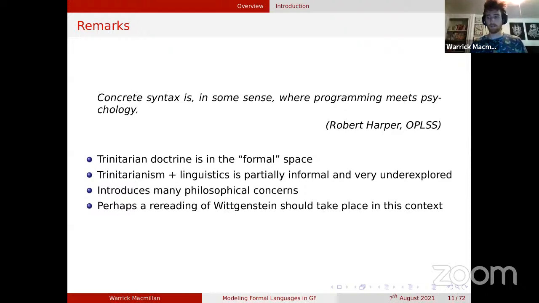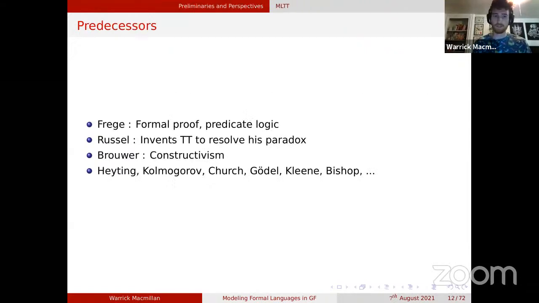And I just give this suggestion because Wittgenstein was all about language and meaning, and the philosophy of language was derived from him. And its relation in some sense to formal systems can be thought of as directly emanating from his work, either explicitly or implicitly. So we suggest rereading Wittgenstein under this guise of Trinitarian doctrine plus linguistics.